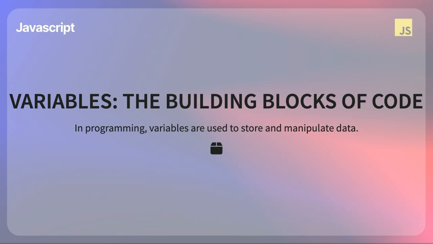In programming, variables allow us to store and manipulate data. Think of a variable like a label box where you can store a value. This value can be a number, a text string, or even more complex data structures. Variables give us a way to work with data in our code.